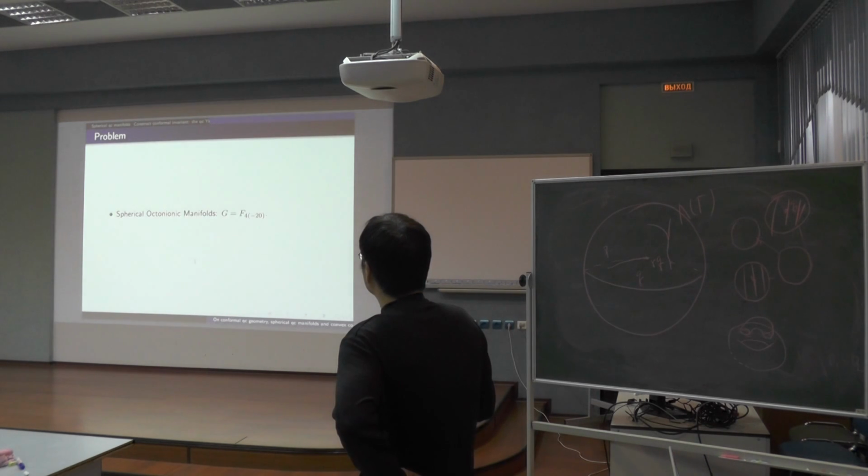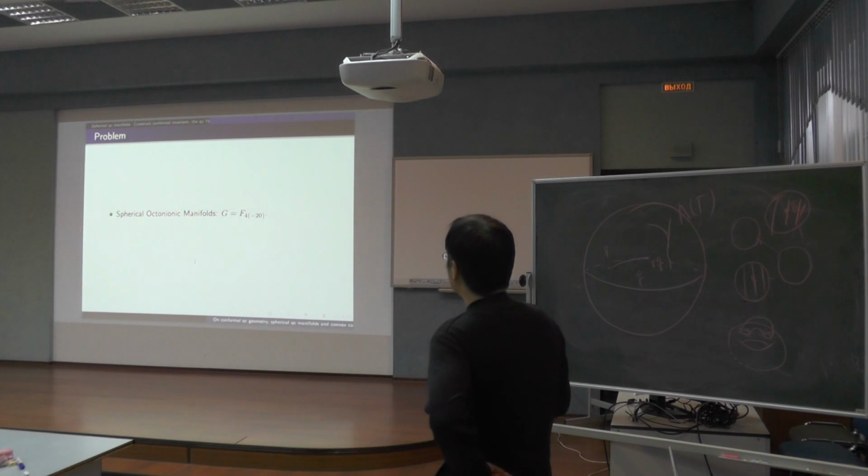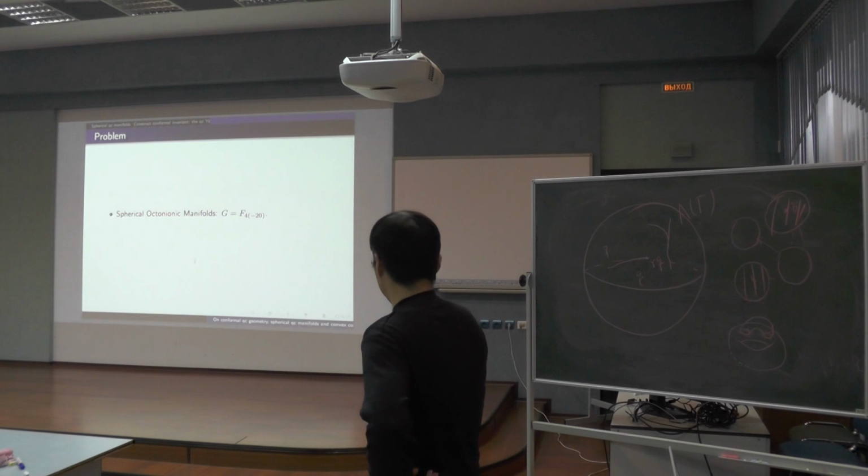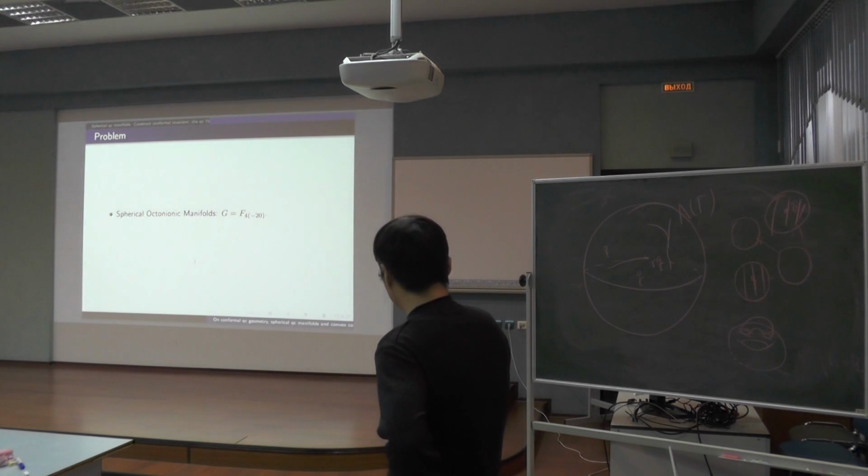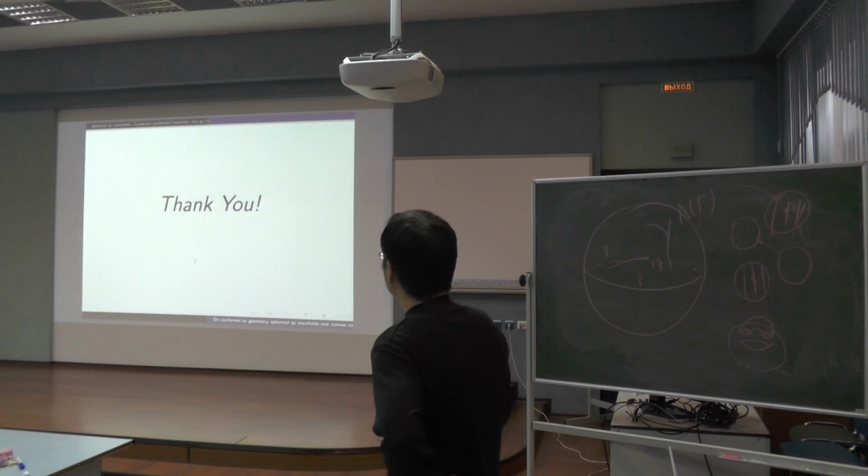So next we can consider spherical octonionic manifolds. In this case, the group is F4 minus 20, the exceptional Lie group. And in this case, one difficulty is we should know how this group acts on the octonionic Heisenberg group. It is a little bit complicated, but we can write down the explicit action. So I will stop here. Thank you.